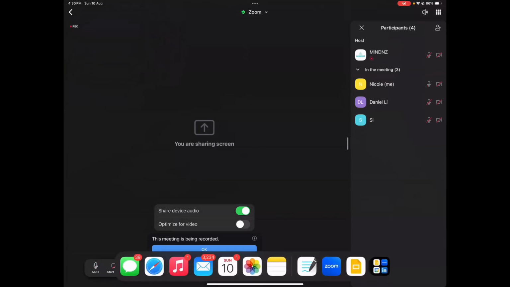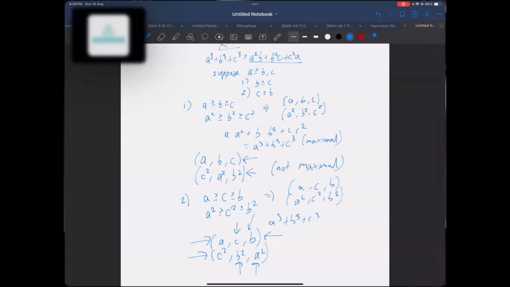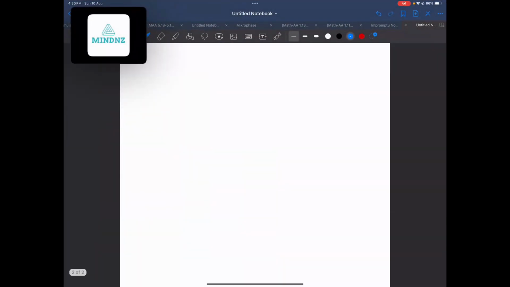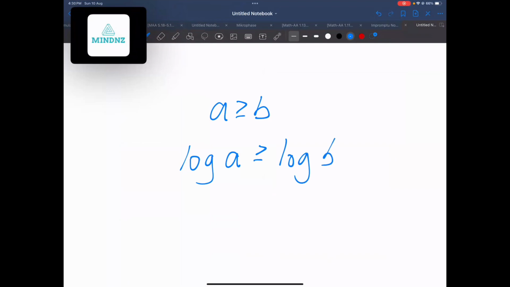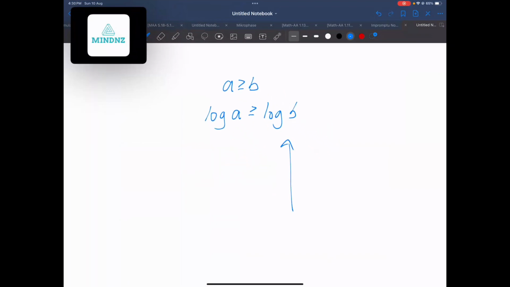Hi guys, let me know if you've made any progress. But I do have a hint, which is that if A is greater than or equal to B, then log of A is also going to be greater than or equal to log B, because log is an increasing function. So this property holds true, and that is something you can use if you can think of how to use it.